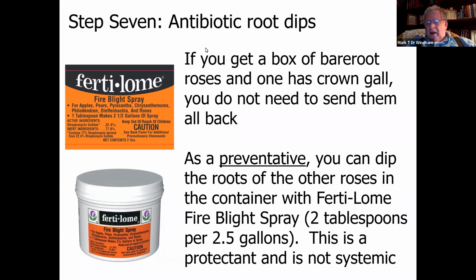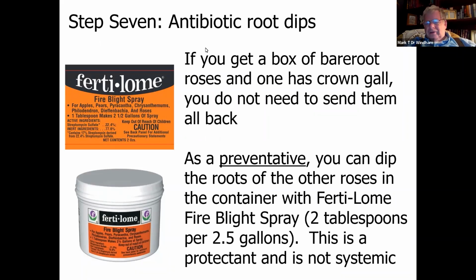So you mix it up in a bucket, put the roots down in it, let it sit for 10 minutes, pull it out, shake it off, put the next one in, let it sit. Or if your bucket's big enough and you mix up 5 gallons of this antibiotic solution, you could probably do them all in a 5-gallon bucket together if they're not too large. And if you do this, you can feel very good that you have protected against any crown gall bacteria that got on the surface of those roots. You've got an excellent chance that you've now taken care of it.